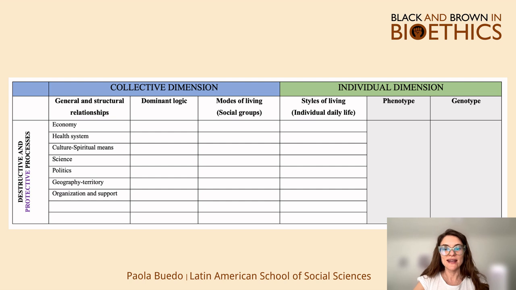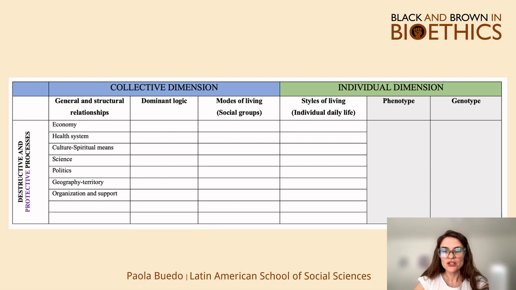The idea is to organize data by analyzing each category it belongs to, to clearly distinguish what belongs to the individual dimension and what belongs to the collective dimension. The individual dimension includes lifestyles and phenotype and genotype, if applicable to our data set. For example, at the intersection of lifestyle and health system, it could be described whether the person has access to the health system, how far it is from their home, what kind of attention it provides. In our example, for example, if there is mental health attention.